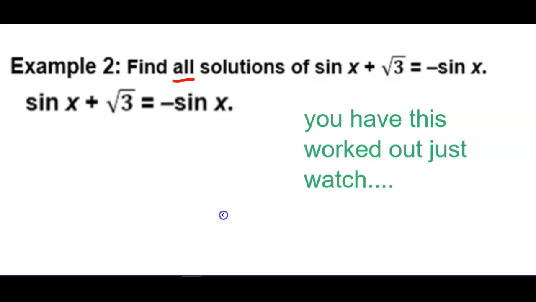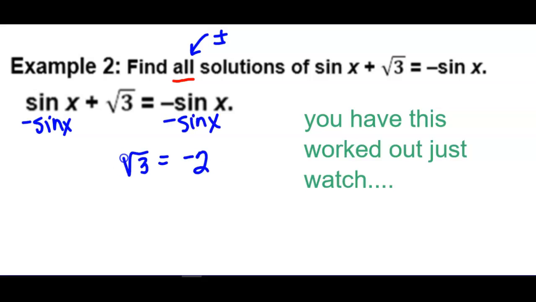All right. This one, we are going to isolate the function. It does say all solutions, so we're going to have to do some plus or minus business on the end. Let's see. I'm going to subtract a sine x. You could go either way with this. So I have square root of 3 equals negative 2 sine of x. Everybody get that? Negative sine x minus another sine x is negative 2 sine x.